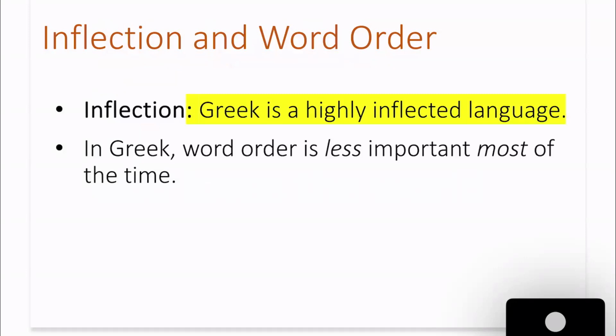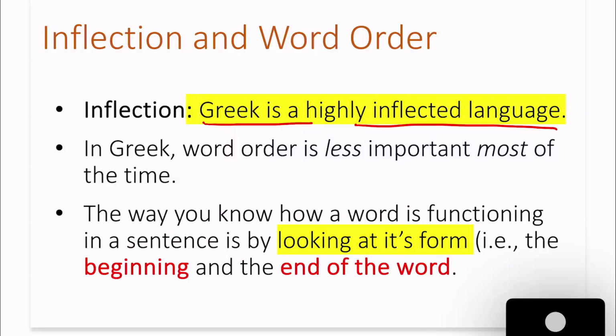So we call this inflection. It's when a word's ending changes, or actually also the start of a word can change, and we'll see that when we get into verbs. And so Greek is a highly inflected language. It is less of the time about word order and far more to do with the actual form of the word itself. Just like we saw when we were looking at pronouns in English, I, my, and me, 3 different words, all communicating different things about how the same person is functioning in that sentence.